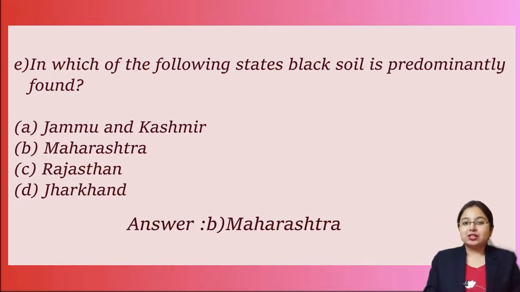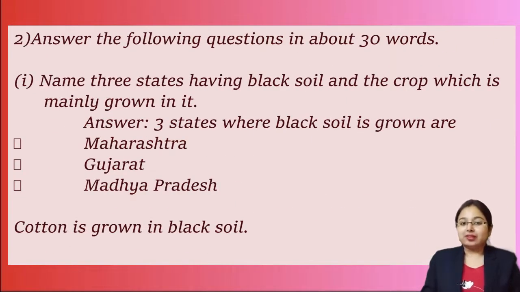Now let's come to question number 2. Question number 2 says, answer the following questions in about 30 words. So here you have to answer the question in about 30 words, meaning 2 to 3 sentences are enough. So the first question is, name 3 states having black soil and the crop which is mainly grown in it. Just now I explained to you regarding black soil. That black soil is also called regur or cotton soil. Now it is asking for 3 states. First Maharashtra, second Gujarat, third MP, that is Madhya Pradesh.